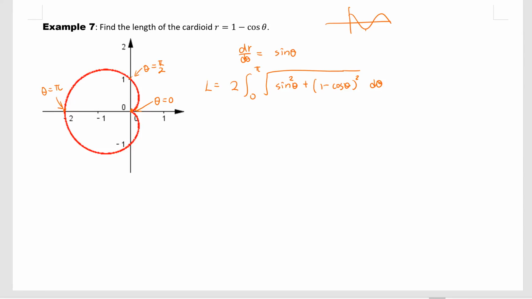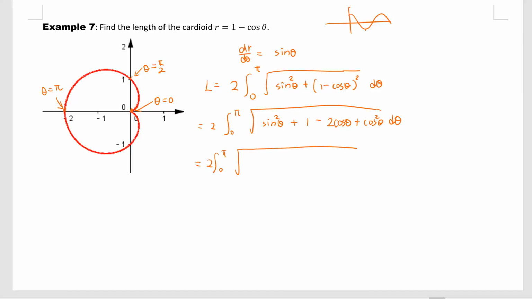Okay, so let's expand it and see what happens. So that is sine squared plus 1 minus 2 cosine theta plus cosine theta squared. Right? And we can combine the sine and cosine together. Sine squared plus cosine squared is actually 1. So 1, and we have another constant 1. So we get 2 minus 2 cosine theta.